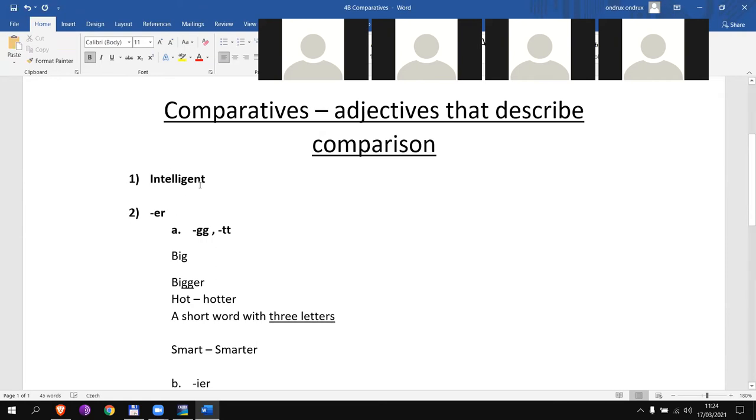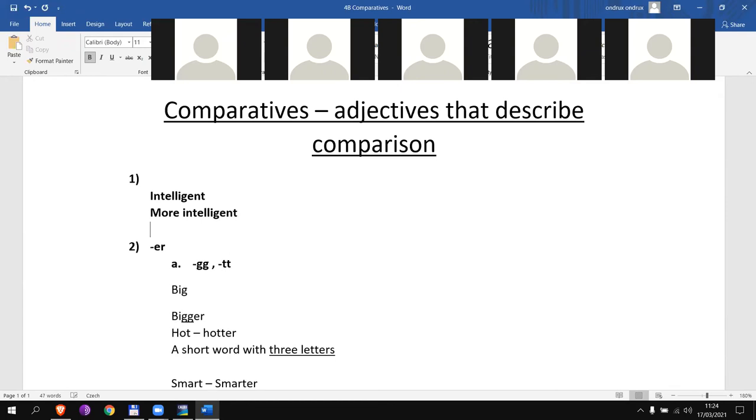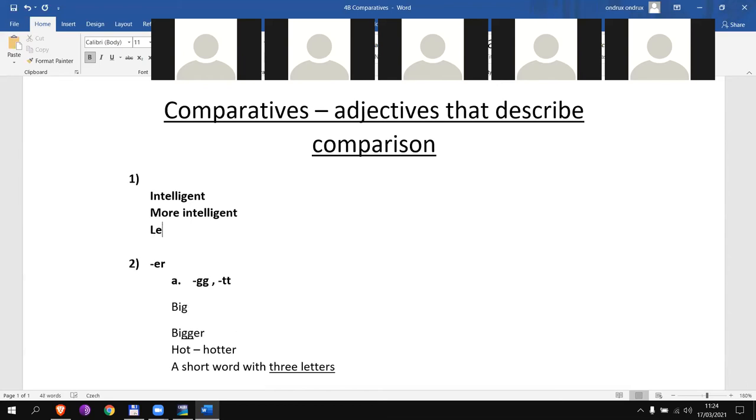Chytřejší. I cannot say intelligenter, right? More intelligent. Excellent. So this is a different way. And is there any, how would I say méně inteligentní? Vojtěch, do you know? Less intelligent. Less intelligent. Easy peasy, no? So far, yeah. So good.